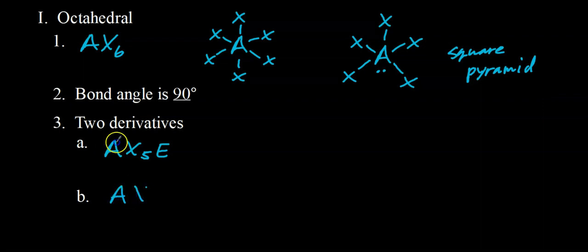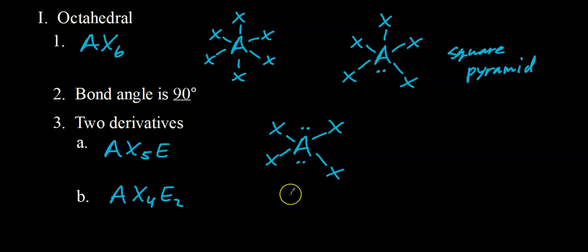One more, we have AX4E2. Again, still 6 electron groups on the central atom. This time I'm going to put those lone pairs of electrons on the 2 axial positions. And so we get something like that. This one is called square planar. So be careful, like trigonal planar versus square planar, trigonal pyramidal, square pyramidal, all these weird names. So those are all the different types of electron and molecular geometries.